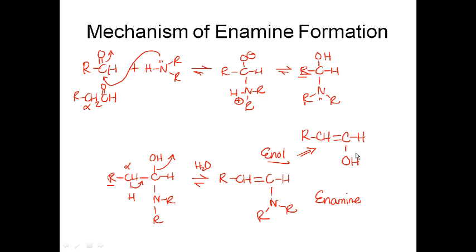But the key thing here is that the secondary amine gives a different product than the primary amine. So we get an enamine versus a Schiff base. Okay, so both of these are addition-eliminations.